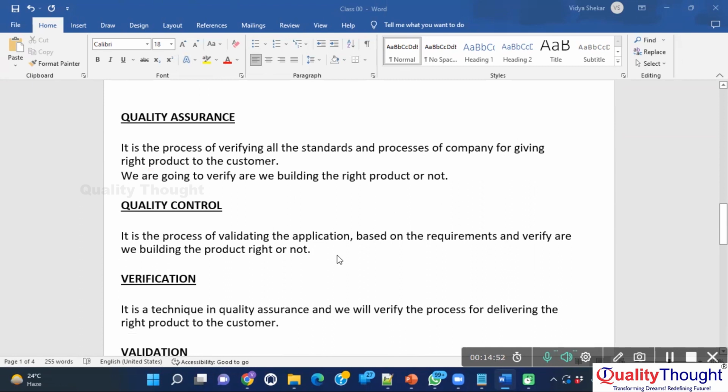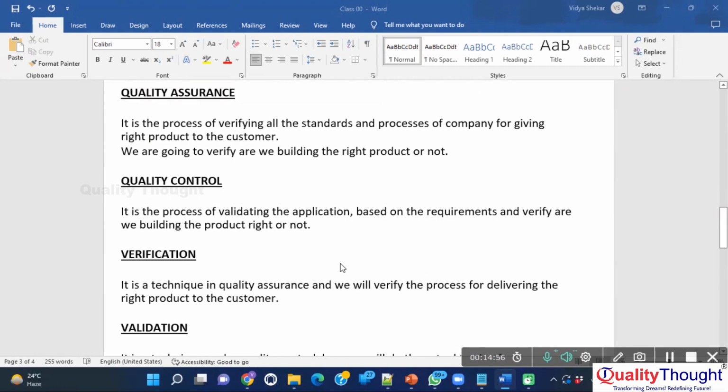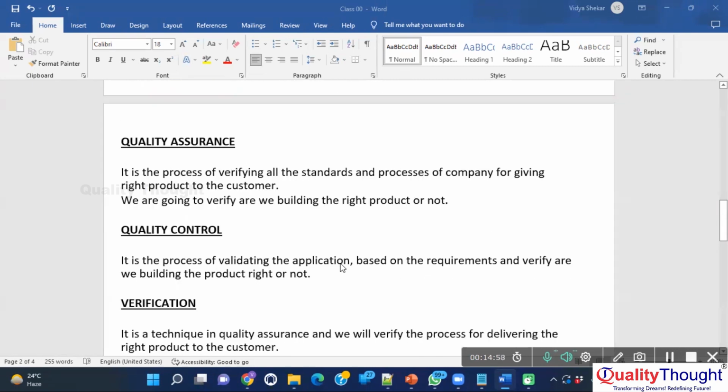Okay. And coming to quality, quality is classified into 2 types. One is quality assurance, and the other one is quality control. See, generally, as a tester in a company, you'll be working on quality control only, not on the quality assurance part. Quality assurance is something which is taken care of by the lead or the manager in the company.